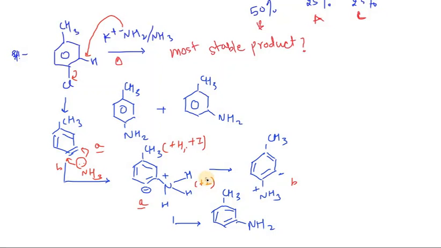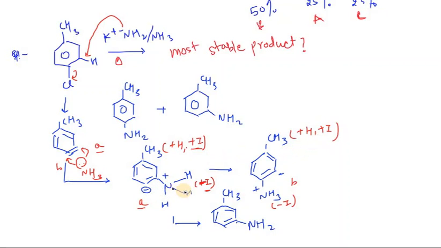So CH3 has a plus I effect, and NH2 also has a plus I effect. We are countering only the plus I effect. Now see again, this is a minus I, NH3 plus is a minus I, again it is showing minus I, and it is showing plus I. So we are considering the plus I effect.